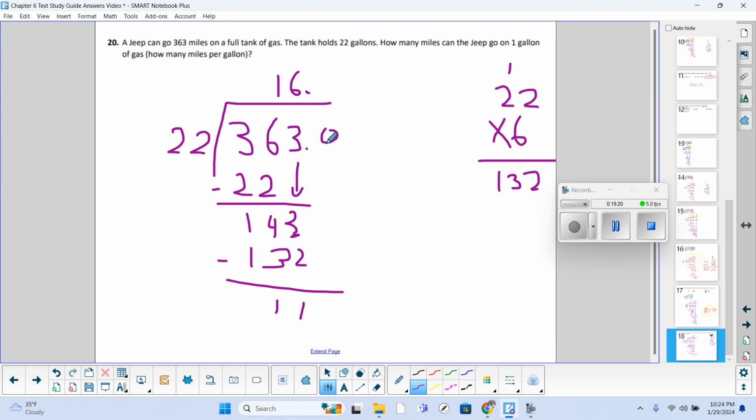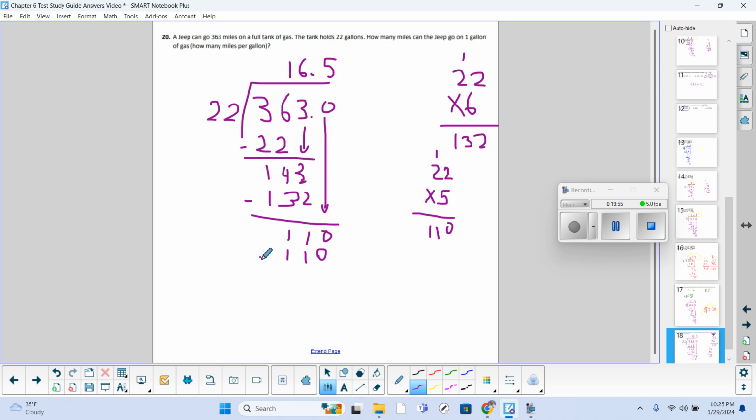Now I can bring down a 0 from after the decimal place. And it's how many times does 22 go into 110? Well, I think it's 5. Let's see. Do a little math on the side. Here's my scrap work. 5 times 22. 5 times 2 is 10. Carry the 1. 5 times 2 is 10 plus 1 is 11. So yeah, it makes sense. So 5 would go up there. 5 times 22 is 110.